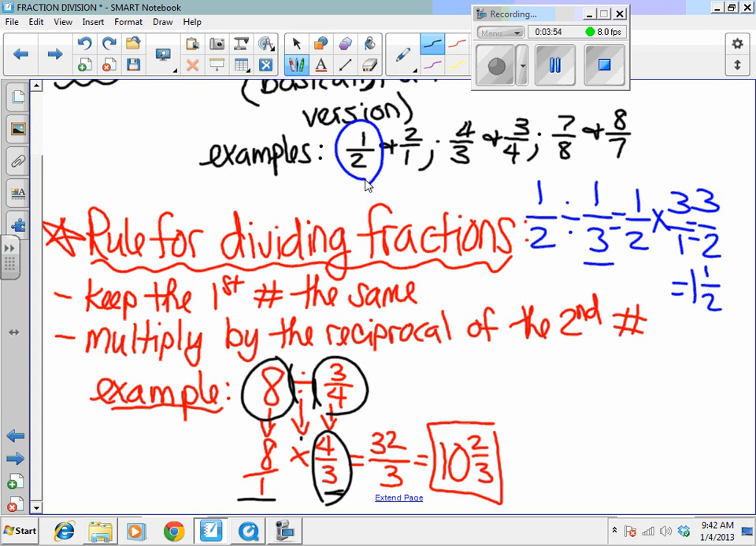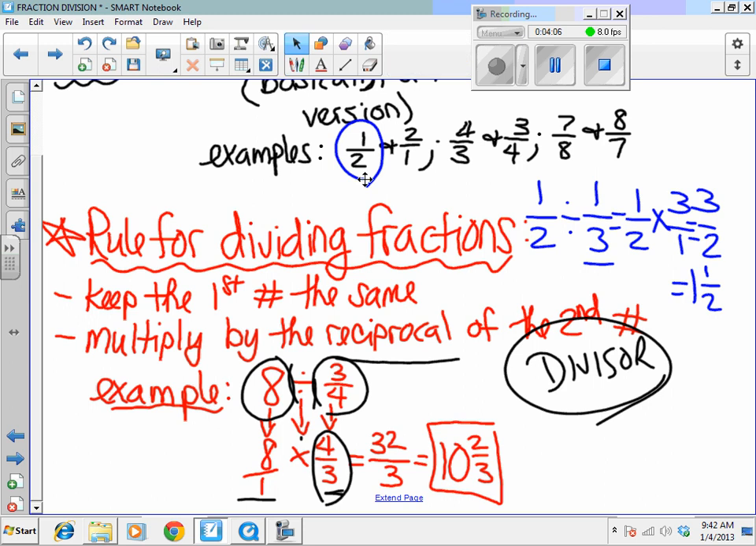Make sure you know that you're using the reciprocal of the, don't call it the second number, you call it the divisor. Because I don't like non-terminology. All right? Does everybody understand that? Yes or no?